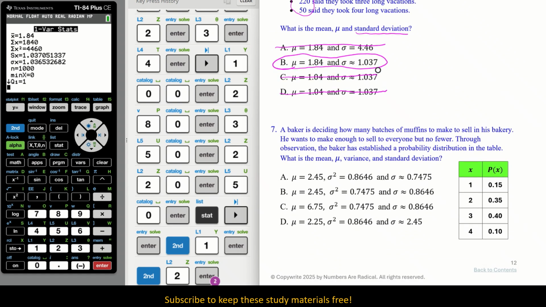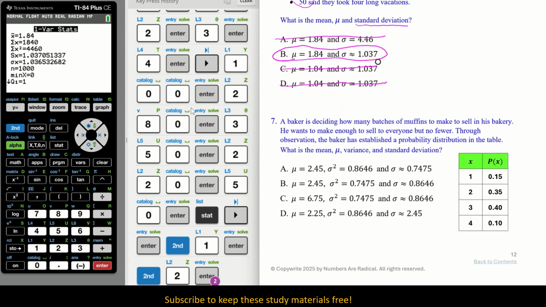Okay, let's go to the next one then. We have about the same thing going on. Number 7, a baker is deciding how many batches of muffins to make to sell in his bakery. He wants to make enough to sell to everyone, but no fewer. Through observation, the baker has established a probability distribution in the table. What is the mean, variance, and standard deviation? Well, thank goodness it's a very short list.